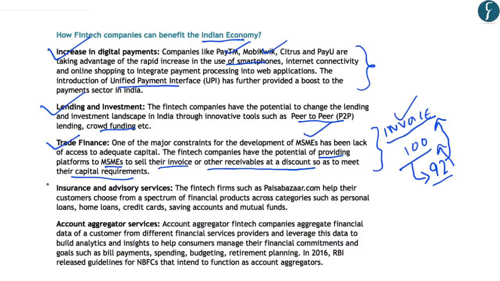Fourthly, we have seen that fintech companies are emerging as aggregators for insurance and advisory services. One of the examples of this is paisabazar.com and policybazaar.com, which help consumers choose from a spectrum of financial products, for example, personal loans, home loans, credit cards, cars, etc. And last is account aggregator services. These account aggregator fintech companies aggregate the financial data of a consumer from different financial service providers and use this data to build analytics and insights to help consumers manage their financial commitments and goals, for example, bill payments, spendings, budgeting, retirement planning, etc.